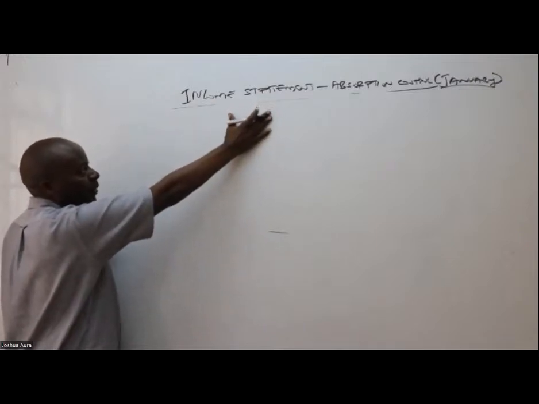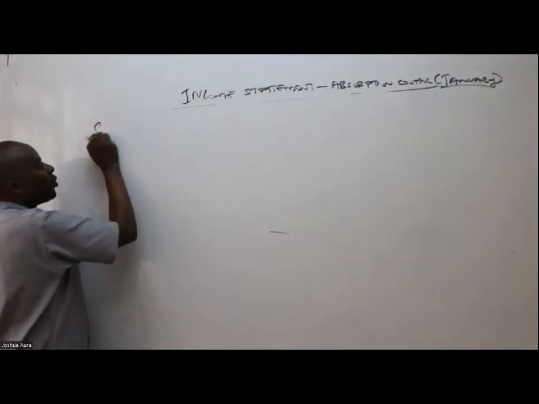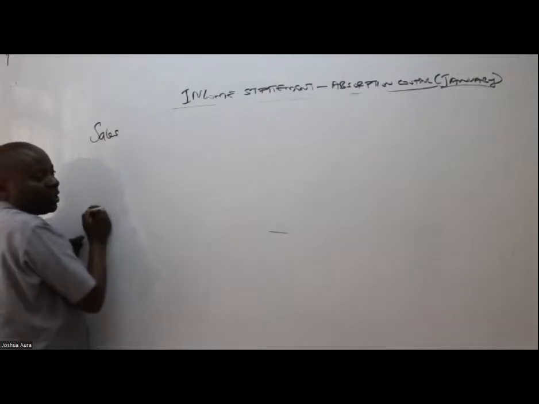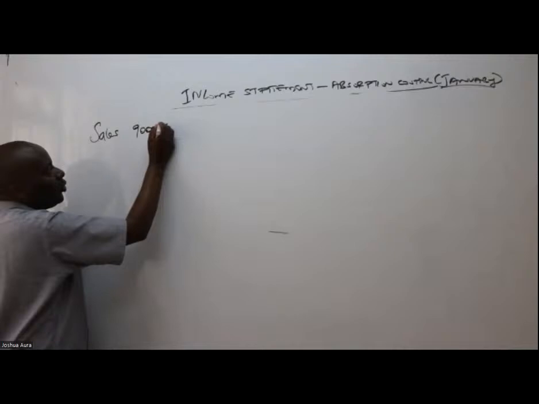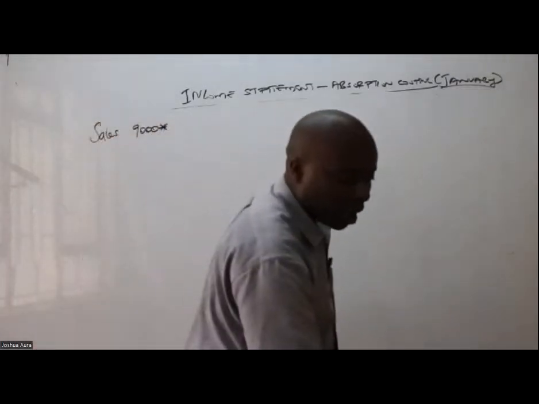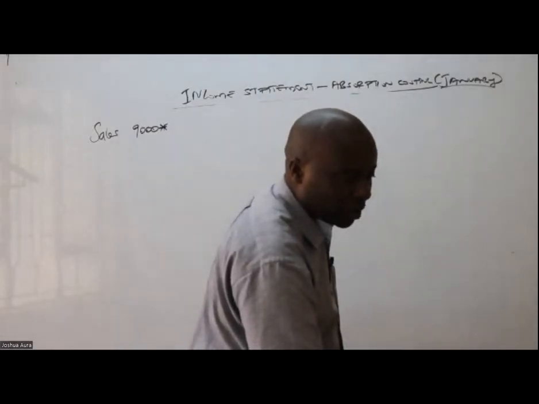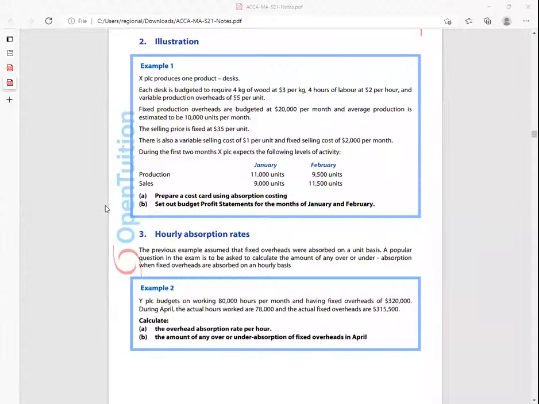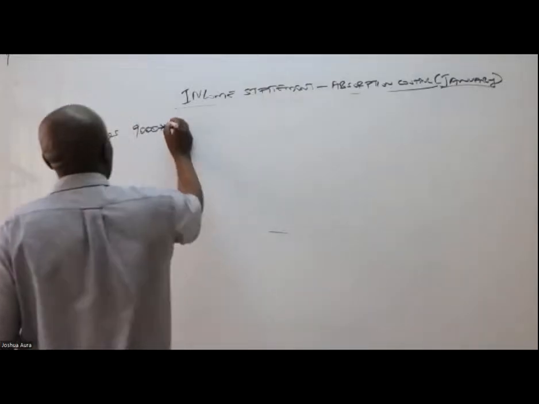We start with the month of January, and we start with sales. Sales for January, you are the ones who told me that we sold 9,000 units. Each unit is selling at 35. The selling price is 35. So 9,000 times 35.